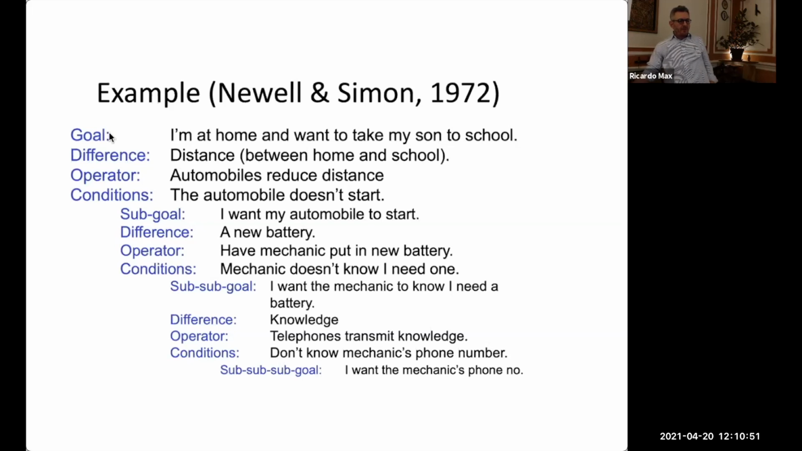So the goal is you have to take the children to school, and you have to cover a certain difference. You can use the car, and then the car obstacle, the car doesn't start, and then you have a sub-goal, a new battery, mechanic, sub-goal, etc. I have to call, etc. Okay, so at first glance, you may feel, no, this is not exactly the same, because here we have an expected obstacle. The car doesn't start.